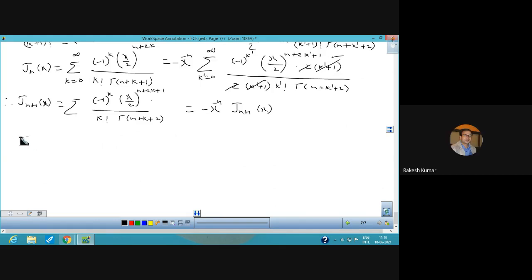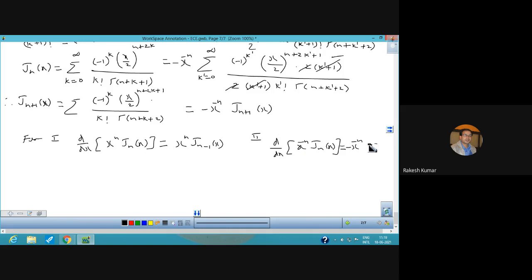Now you know that from the first recurrence formula, ddx of x raised to power n Jnx is equal to x raised to power n Jn minus 1x. This we had as the first recurrence formula. And from second, your second recurrence formula is ddx of x raised to power minus n Jnx is negative x raised to power minus n Jn plus 1x. This was your second recurrence formula.